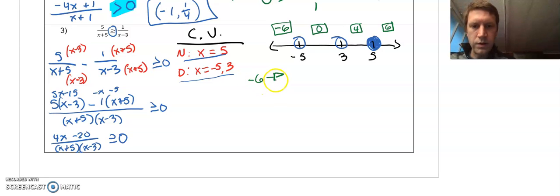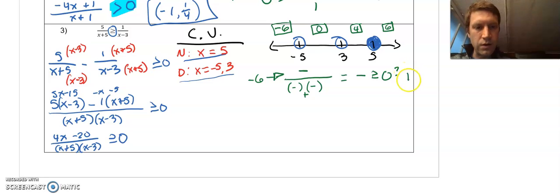Let's plug them in. So I'm going to use my positive or negative approach. So 4 times negative 6 is negative 24. Subtracting 20 more, that's definitely a negative number on the top. Negative 6 plus 5, that's a negative number. Negative 6 minus 3 is another negative number. So I have a positive on the bottom now, right? So negative over a positive gives me a negative. Is that greater than or equal to 0? No, that's false.